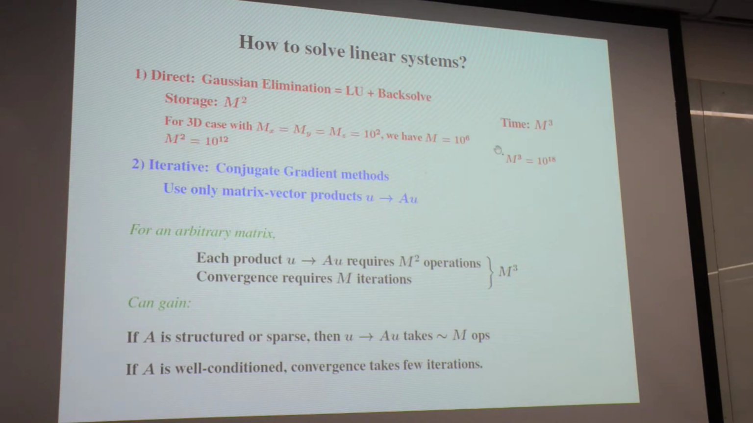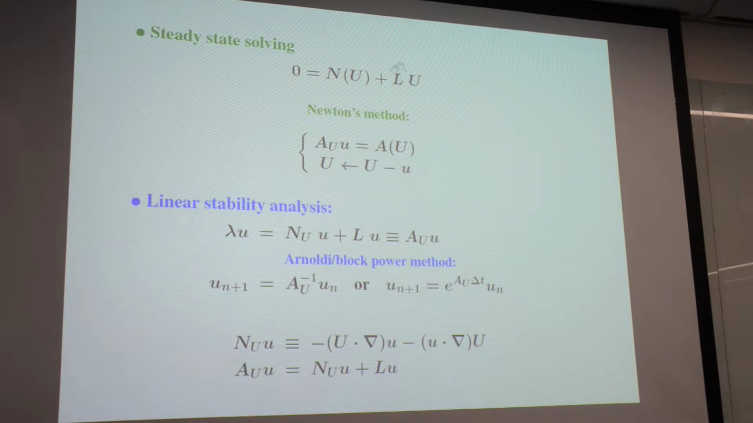But let me remind you what matrix I'm solving. Before I was talking about things like the Laplacian. Now I am talking about the Laplacian plus the linearization of the nonlinear term about the current estimate, capital U, of the steady state. So I'm not just talking about the Laplacian anymore. I'm talking about a matrix which you know much less about, and which is going to vary with the problem, which is going to vary as you proceed in your computation. It's not the Laplacian.